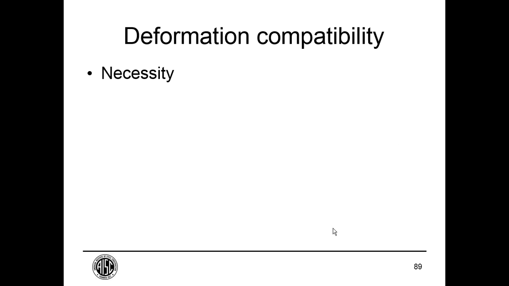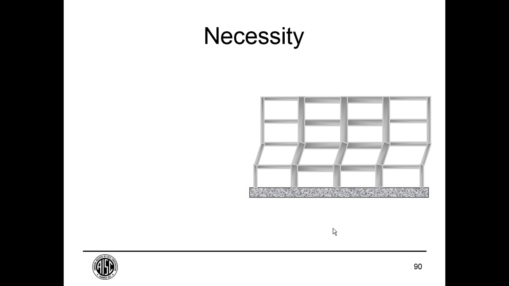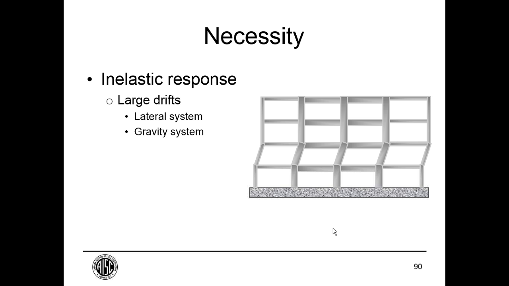And this gets us to the issue of deformation capacity. We'll talk about its necessity, what happens to connections, some other issues including stairs and pounding, and some critical conditions. So here's a diagram of a moment frame undergoing large drift. You can see that there's a lot of rotation in that moment frame, but the gravity system has to undergo the same distortion as well.